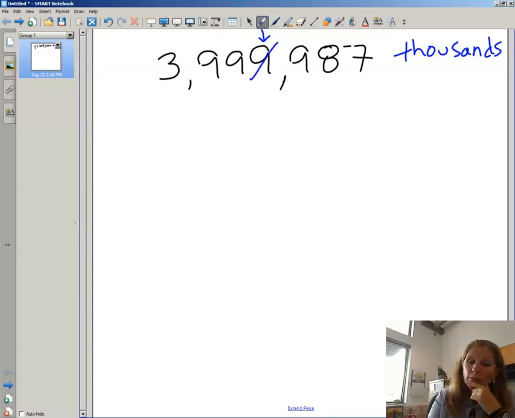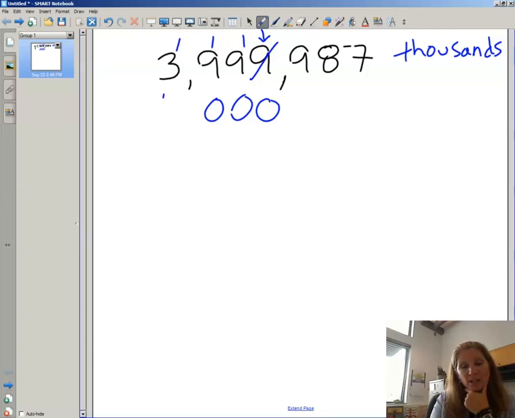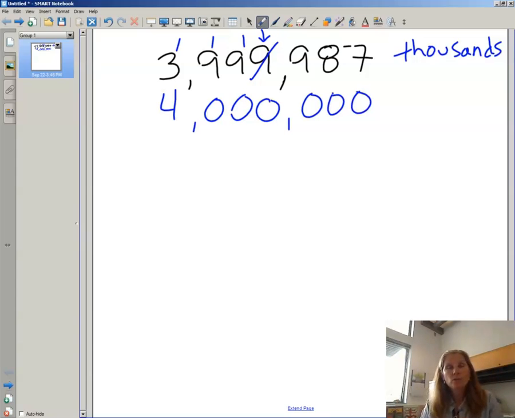What's going to happen is this 9 is going to become 10, right? So I put a 0, carry a 1. But now this 9 plus 1 also becomes a 10. And now this 9 plus 1 also becomes a 10, and I get 4 million. All these always become zeros. Everything to the right of our number always becomes zeros when we're working with whole numbers and rounding.